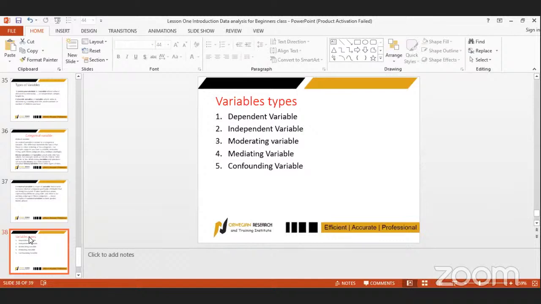Then you also have what you call the mediating variable. A mediator is somebody that is like a go-between.